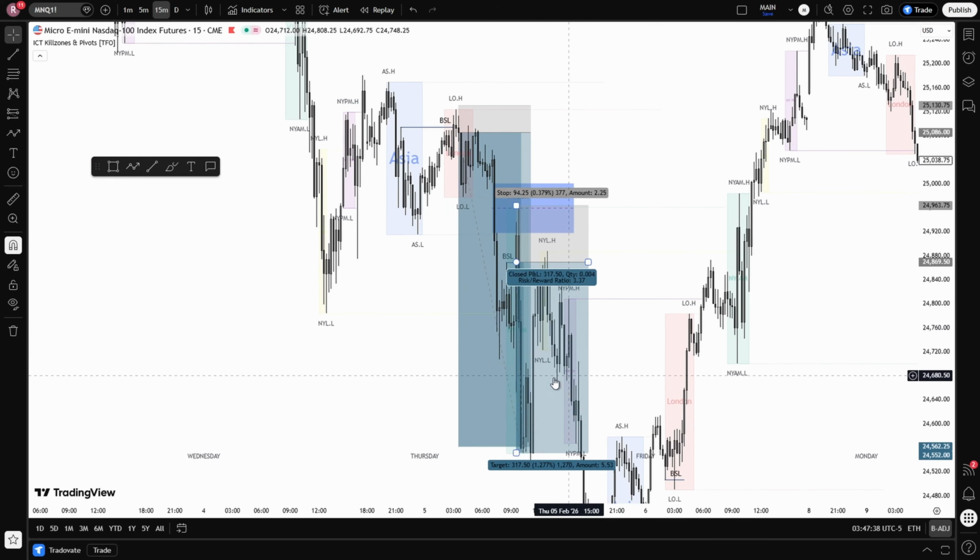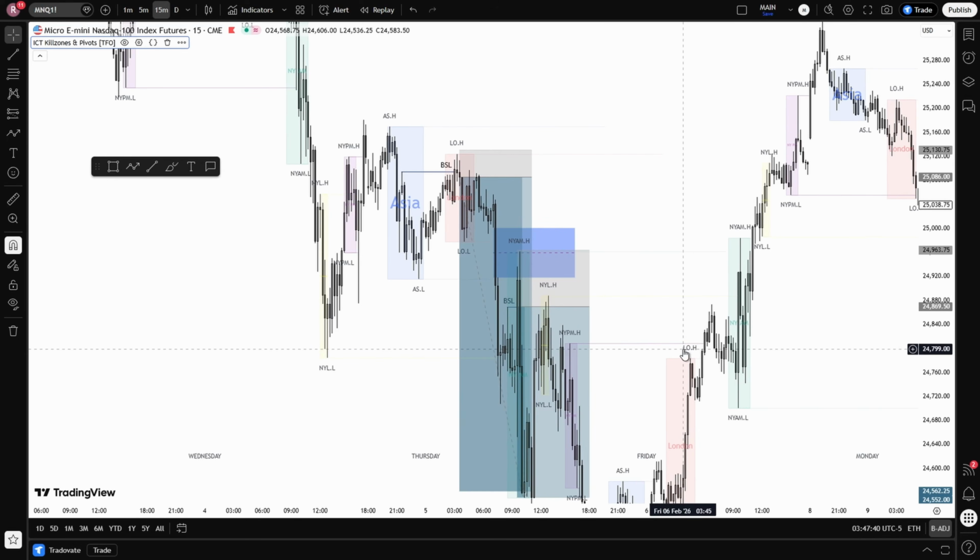Once you understand that, you don't need a new strategy for bullish days and another one for bearish days. You just apply the same model based on context.